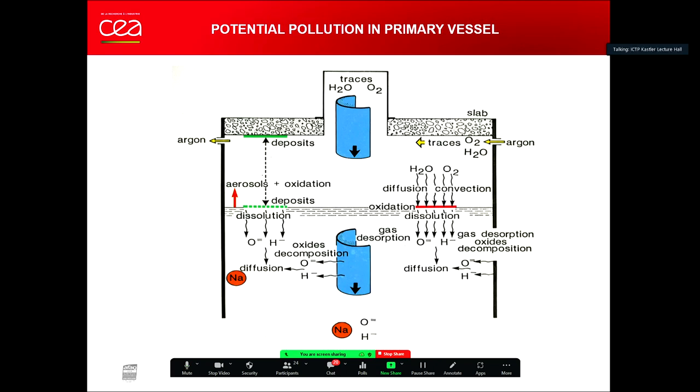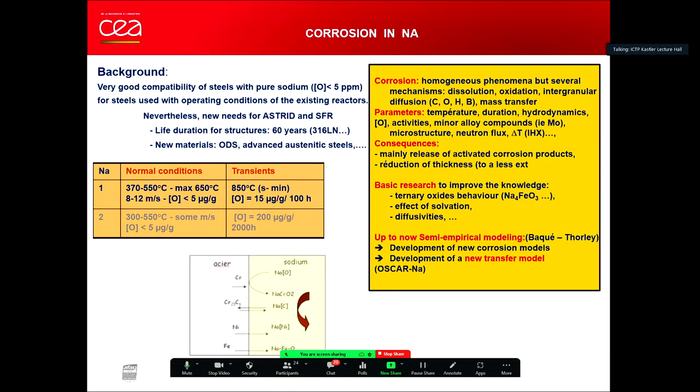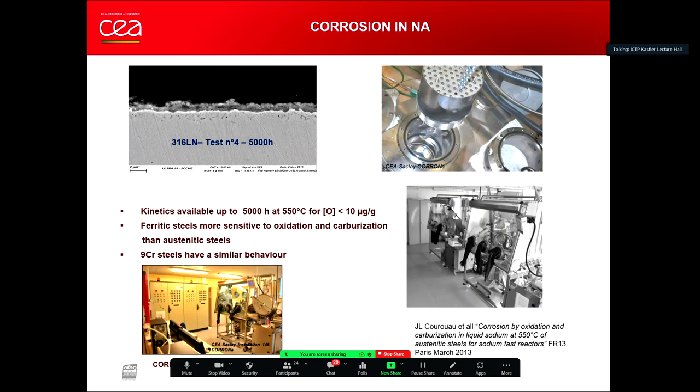Well, you know this figure. Corrosion, I don't come back on that. Here you have some characteristics. As you have seen, we have developed a code, Oscar sodium, to study the transfer of radio contamination. Here you can see facilities in Saclay. Corrosion studies are carried out not in Cadarache, but in Saclay. And if you want more information, you have here a reference.